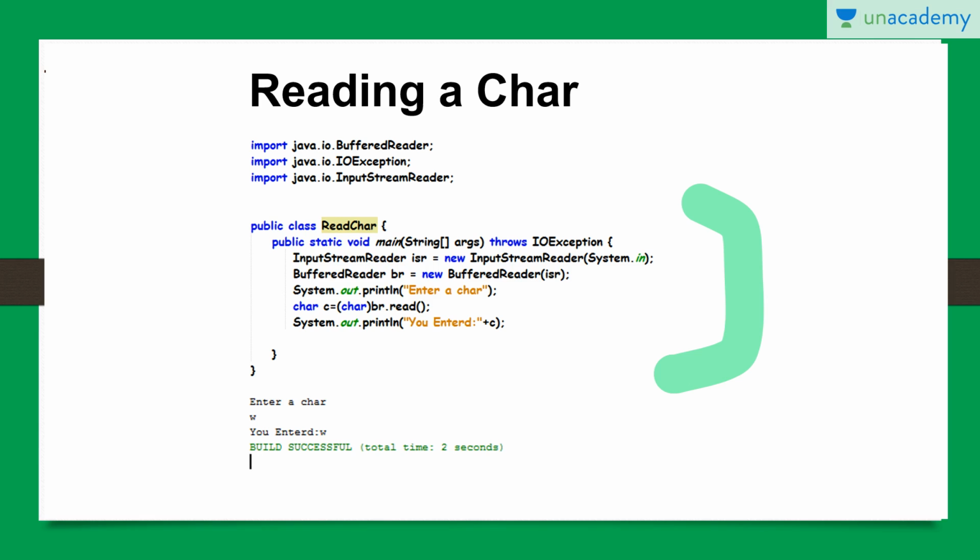Now we need to read the content from BufferedReader. For that purpose, I am just showing a message on the screen asking the user to enter a char, as we can see in the output. Now to read the data from the user, we need to use the br.read method, and then press enter. If I just enter a char, then br.read will return me the ASCII value. Now we need the actual character.